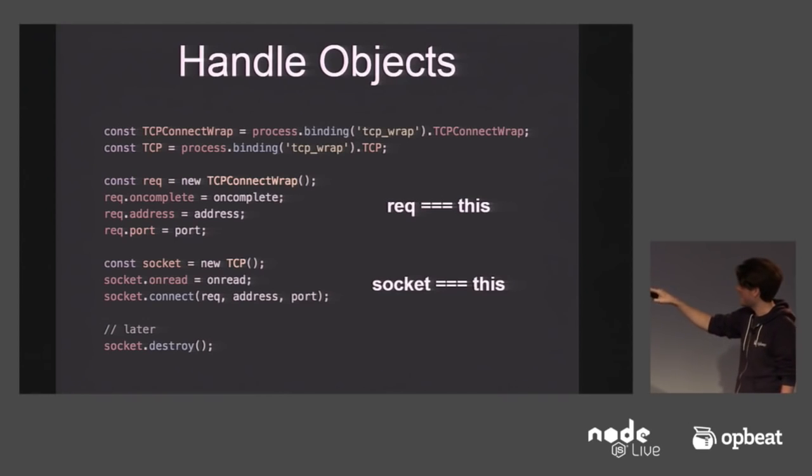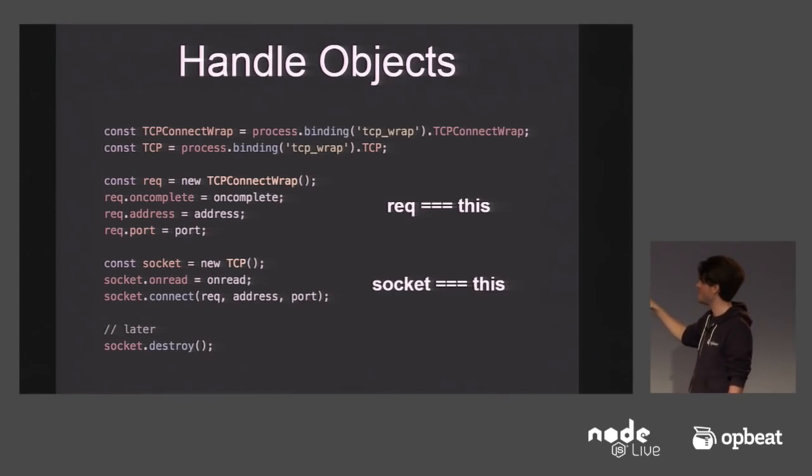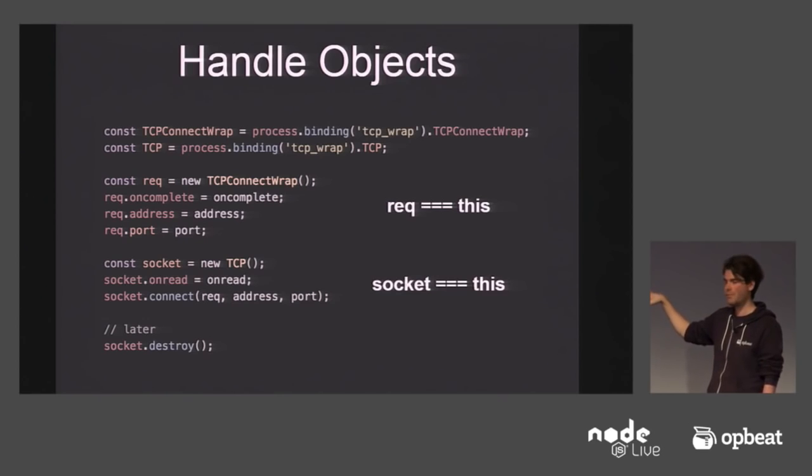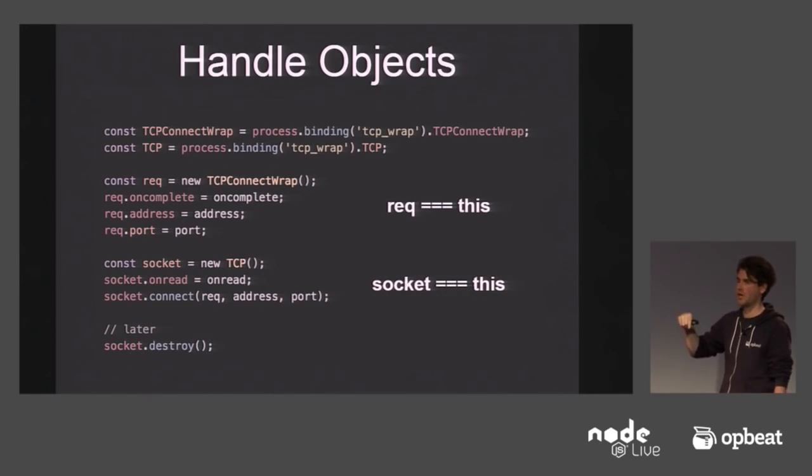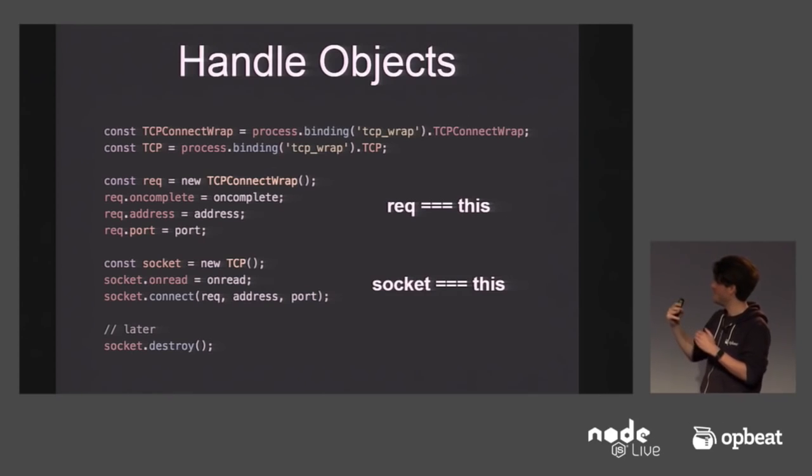And this socket is actually the this. So that means that you can get the address and the port you're trying to connect to using the this keyword. And this is actually also an example of one of those cases where you have a parent handle. So in the case of making a TCP connection, first the connection will be made, and then later the socket will be opened. And when the socket is open, the TCP connect wrap handle is actually the parent of the socket. So in those cases, you will have a parent, but it's very rare.